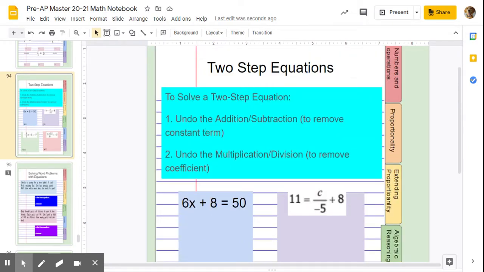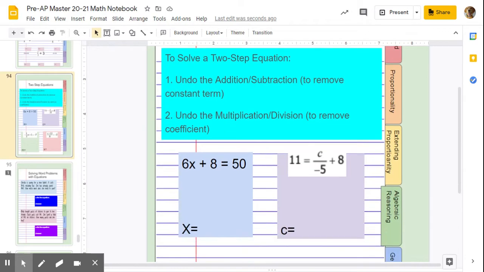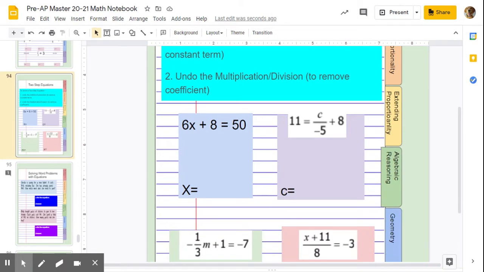The first thing we have to do is undo the addition or subtraction to remove the constant, that naked number, the one that doesn't have a variable attached to it. That's the one we want to get rid of first. Then we're going to undo the multiplication or the division so that we can get the variable by itself. That gets rid of the coefficient in front of our variable. That sounds like a lot of big words, so I'll show you what I mean.